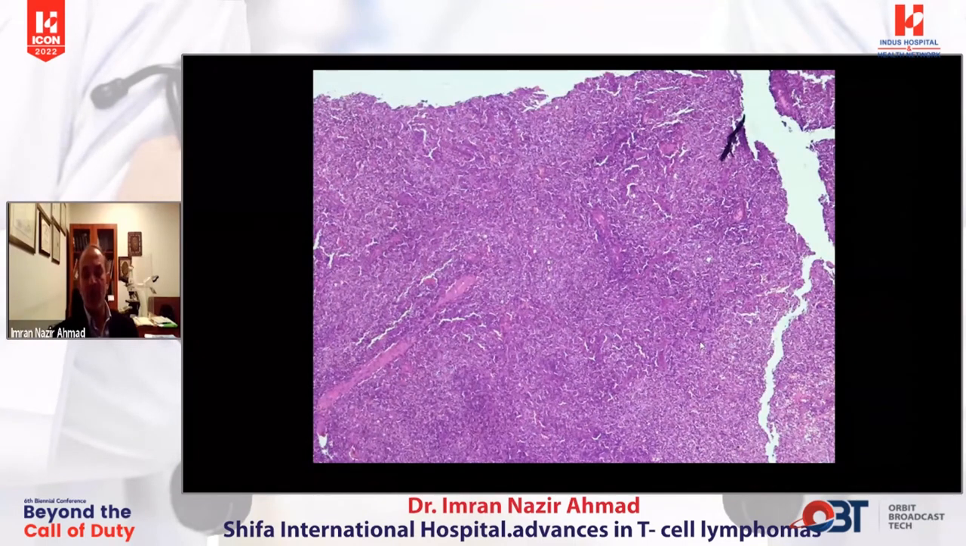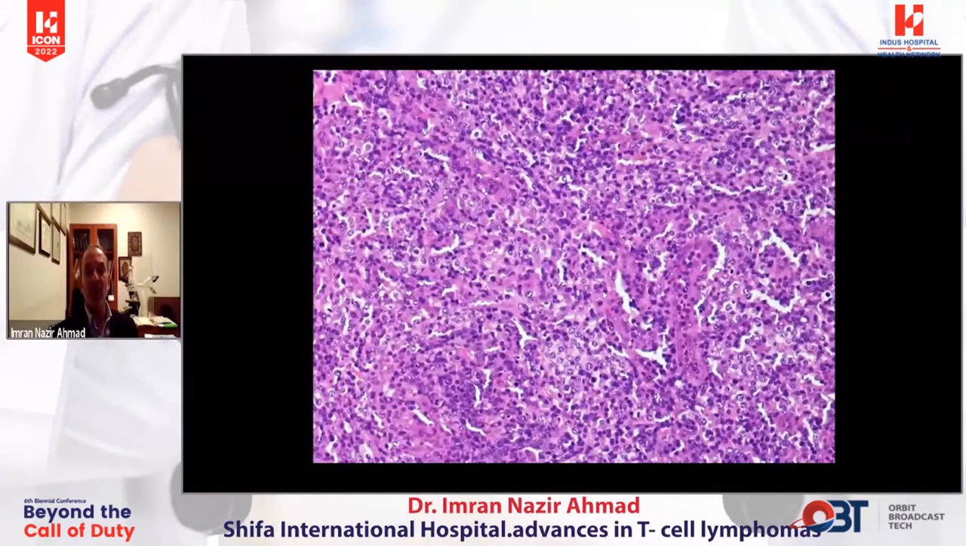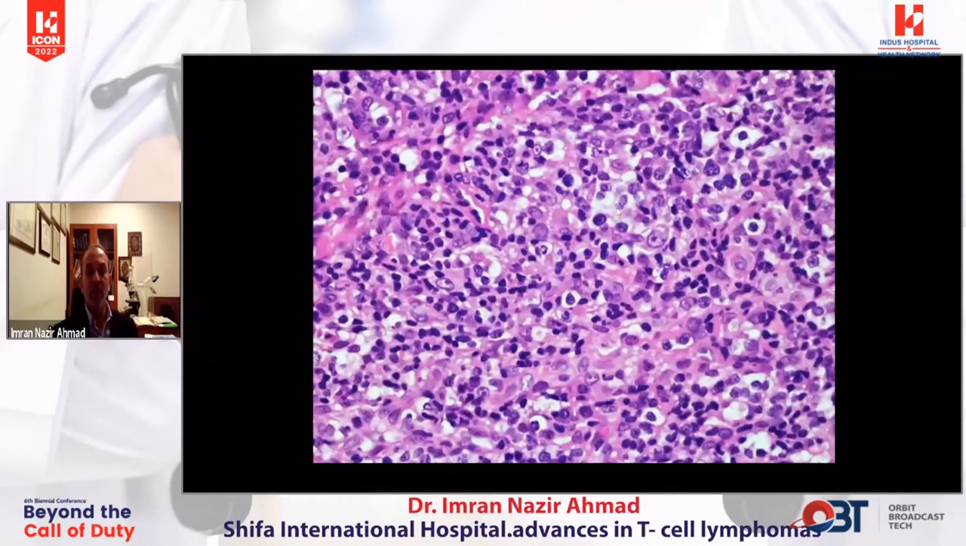On higher power examination, the first thing that we notice is a lot of vascular proliferation, known as high endothelial venule proliferation, and then there is a polymorphous infiltrate. That polymorphous infiltrate is composed predominantly of medium to large cells, which have a sort of clear cytoplasm. They have vesicular chromatin with prominent nucleoli, and the background is showing mature lymphocytes, plasma cells, and some neutrophils as well, which are probably not seen in this picture.